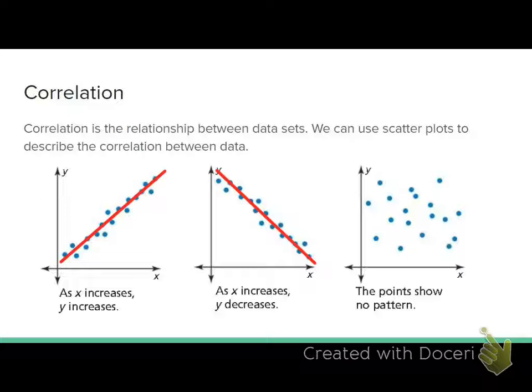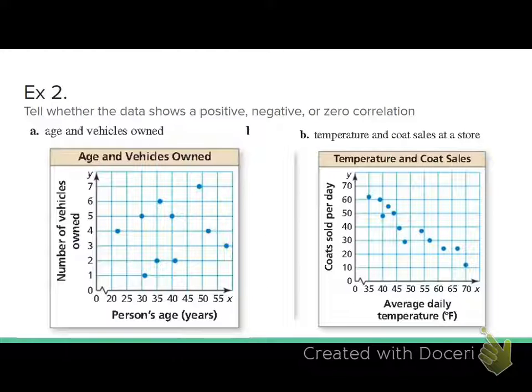Questions about correlation before we look at example 2? Okay. On example 2, tell whether the data shows a positive, negative, or zero or no correlation.